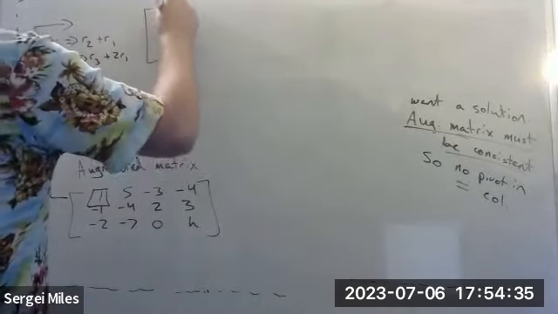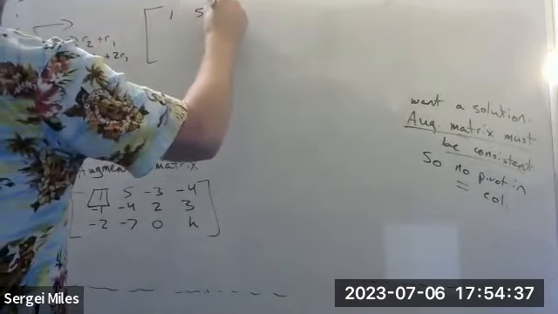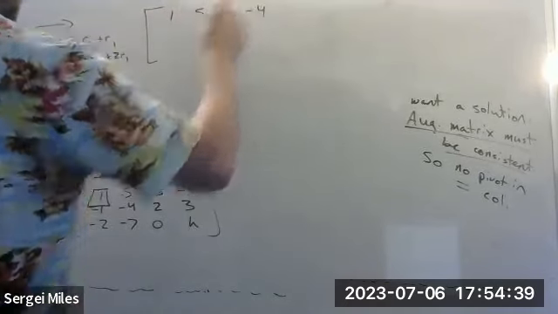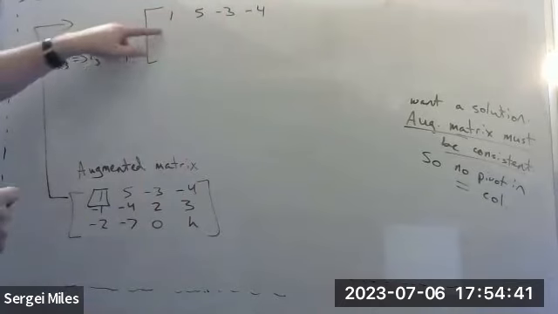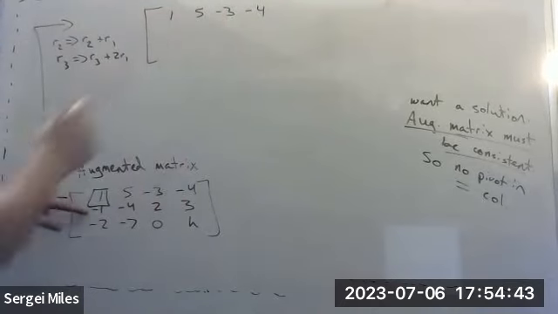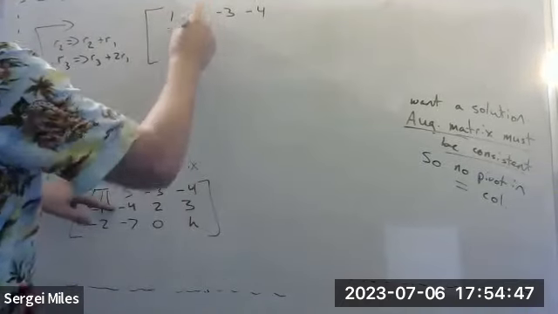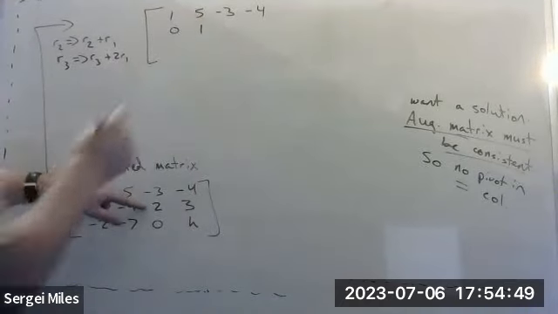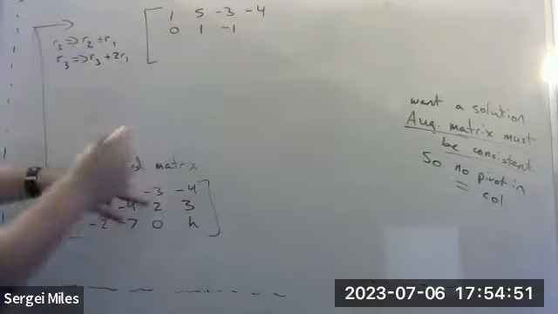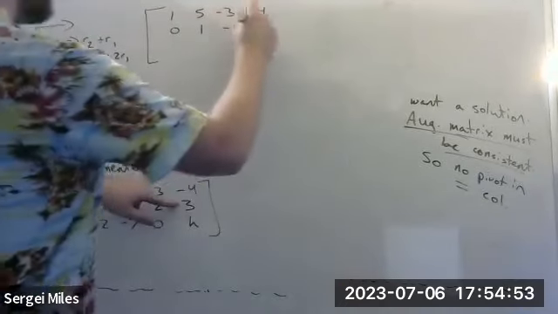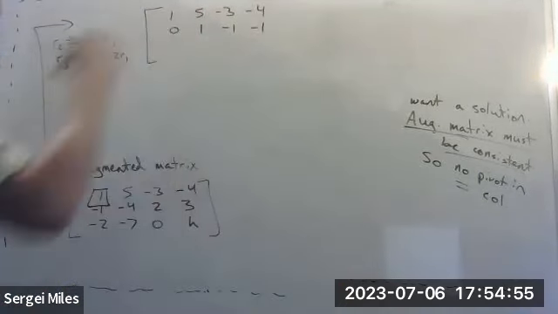So the first row doesn't change. Now I'm going to have row 1 plus row 2. Well, 1 plus negative 1 is 0. 5 minus 4 is 1. Negative 3 plus 2 is negative 1. Negative 4 plus 3 is negative 1. Okay, we got some nice numbers.